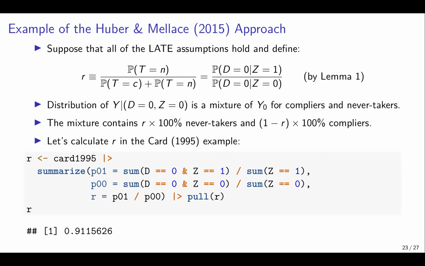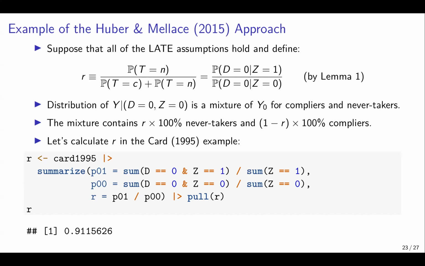All right. So let me give you a rough idea of how this Huber and Mellace approach works. So let's suppose that all the LATE assumptions hold. So we've met these assumptions earlier in the lecture. And you may recall that earlier on, I defined some notation, I had some lemmas. So it turns out that if we use lemma 1, then we can take the ratio. It just comes straight out of the lemma. I'm just taking the ratio of two things that are in the lemma. We can take the ratio of the probability that D is 0 given that Z is 1 to the probability that D is 0 given that Z is 0.